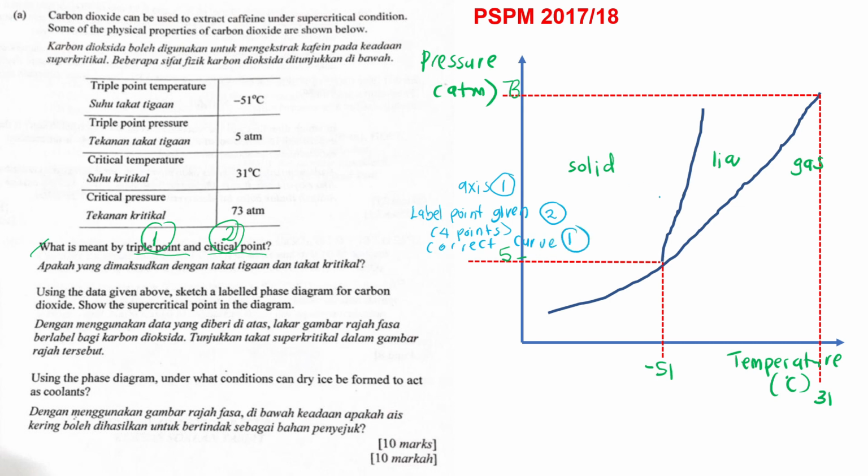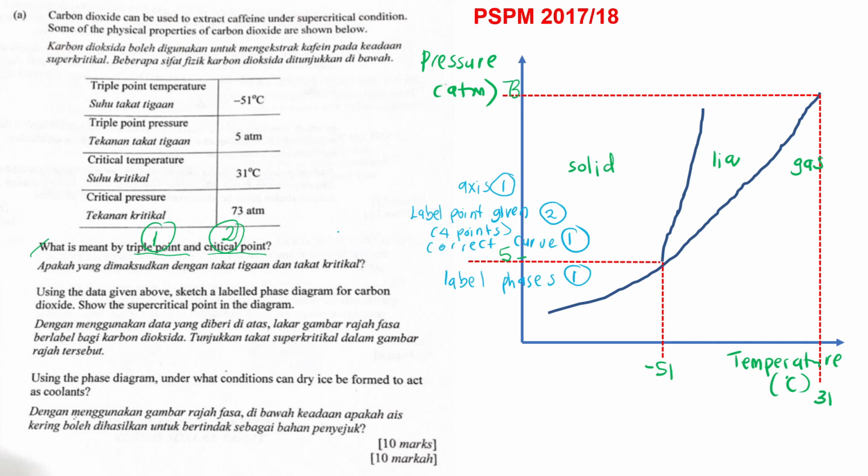The third is the correct curve, 1 mark, like this, especially the solid-liquid line with a positive slope, leaning to the right. The last one is the labels for the phases: solid, liquid and gas, 1 mark. So for this diagram alone there are 5 marks.